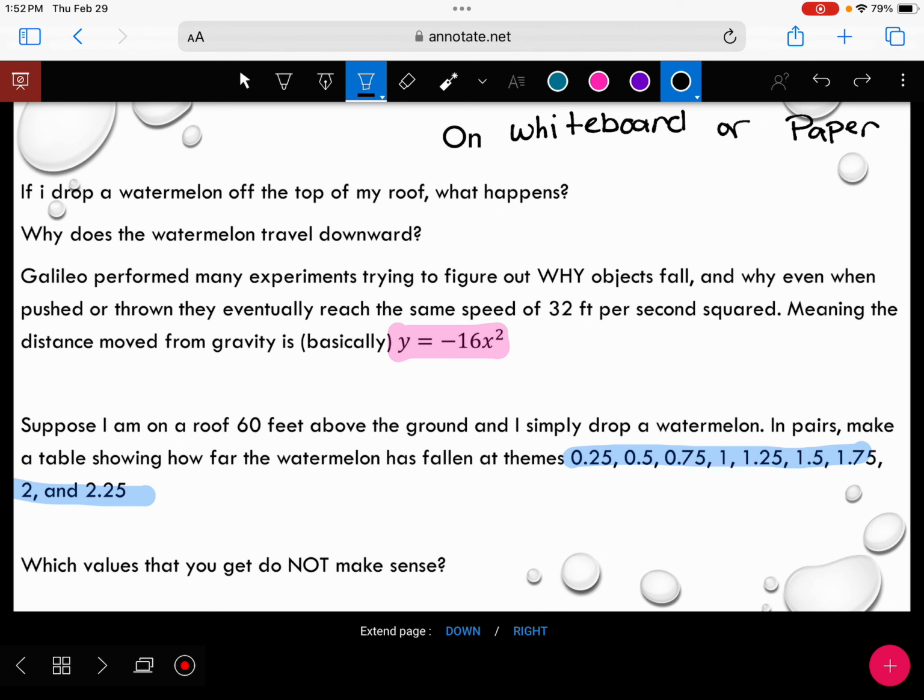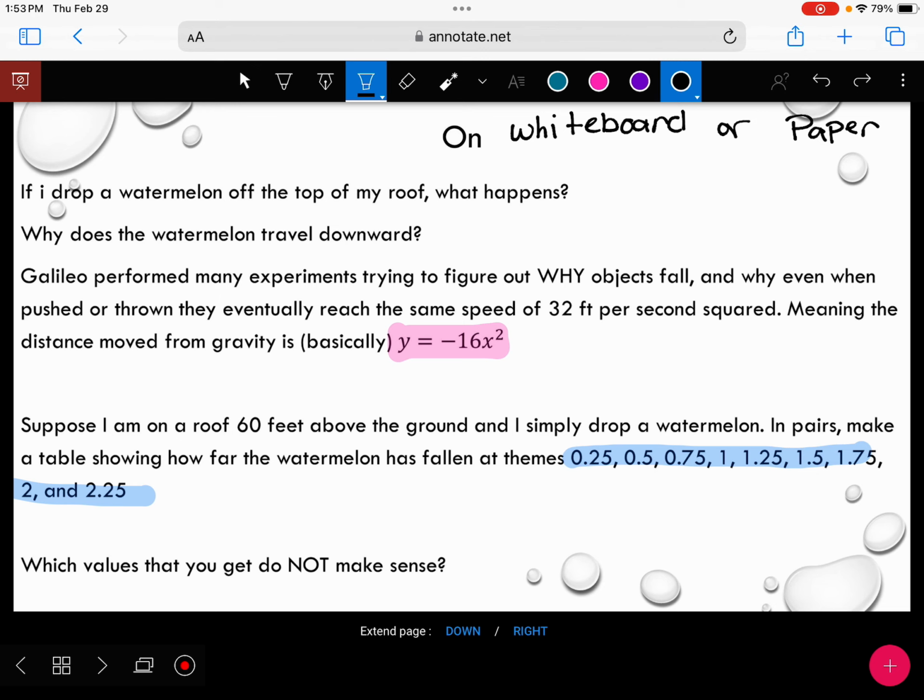36. I'm way too close. 49. 60. Oh, I didn't see that. 2 and 2.5. Hit those ones up. Negative 64. And then 81.